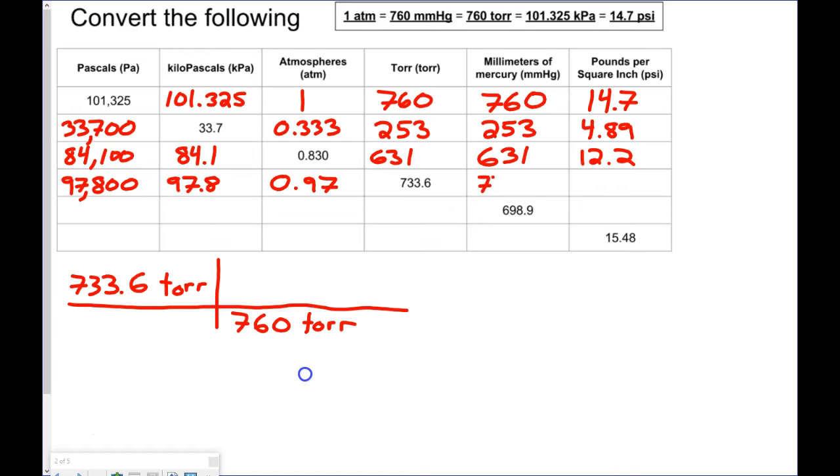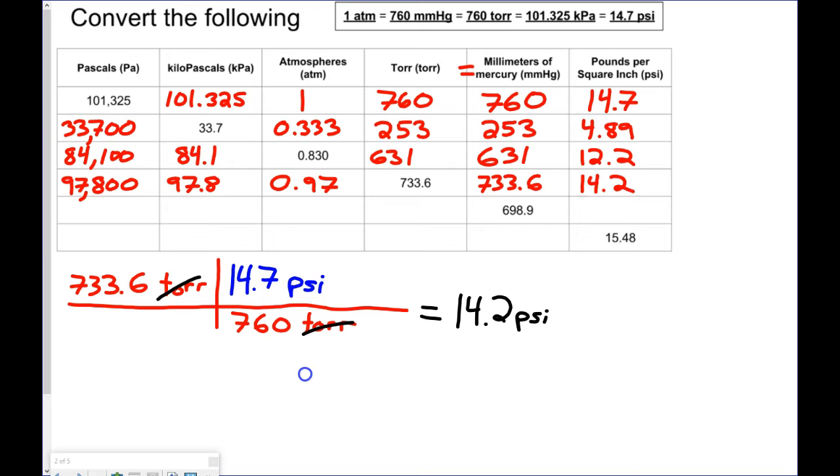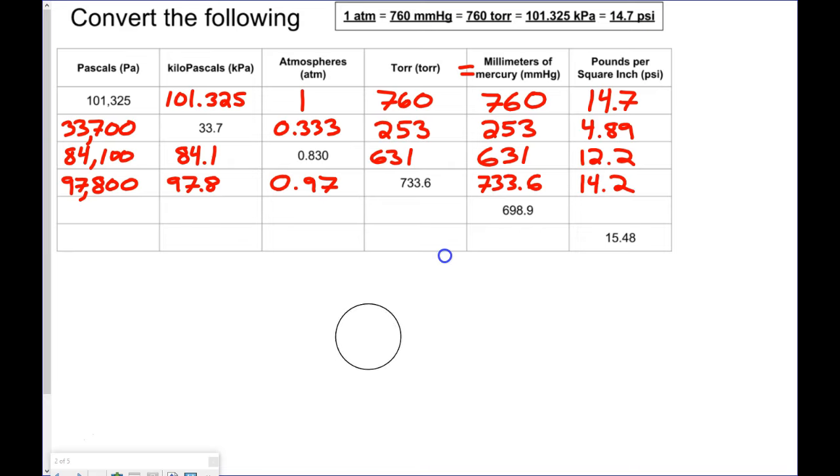Your ears might pop. Let's go to millimeters of mercury, same as torr. Remember, those two are the same. PSI is going to be equal to 14.7. Cancel out the torr, I'm left with 14.2 PSI.